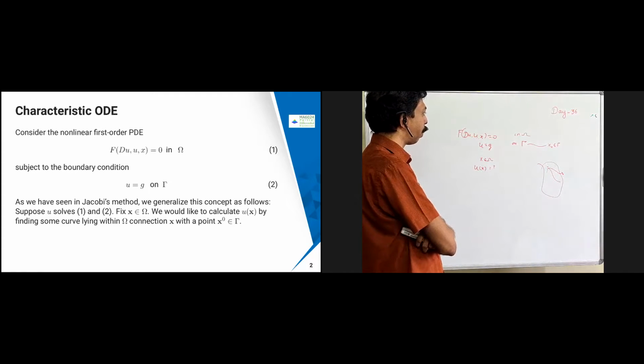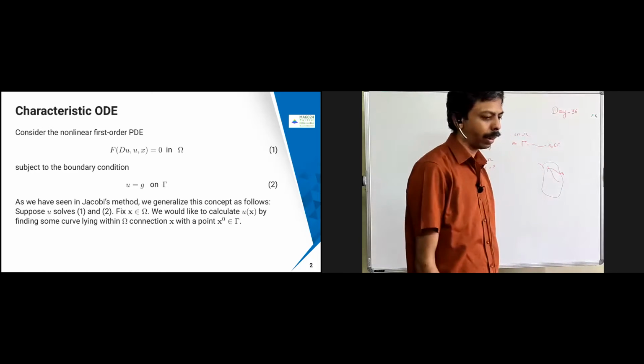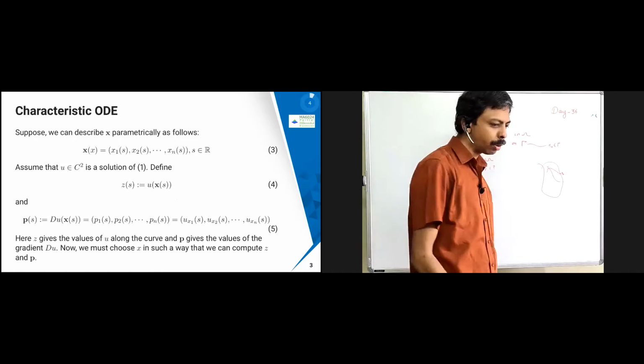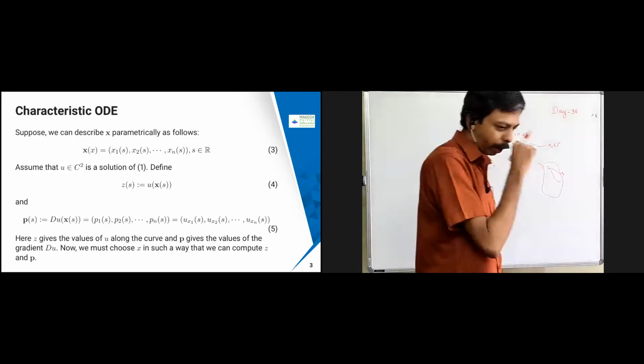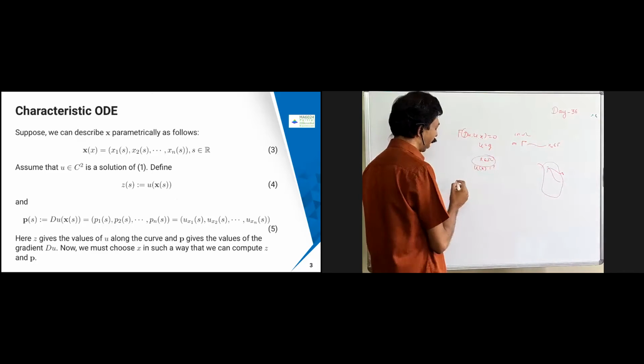Okay, and gamma, therefore I want to find. So let us do that. How to find that? Almost the same thing we did in the earlier one. So I'm going to parameterize this x.